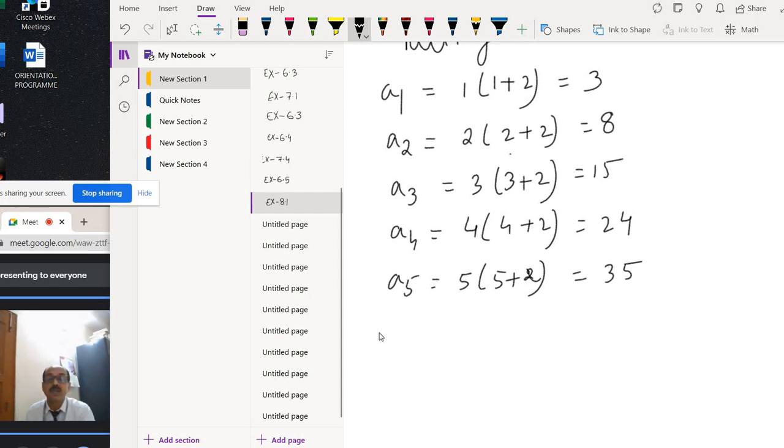So the 5 terms are 3, 8, 15, 24, and 35.